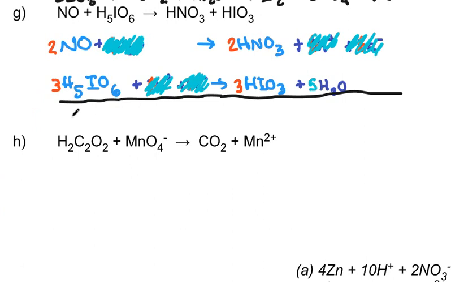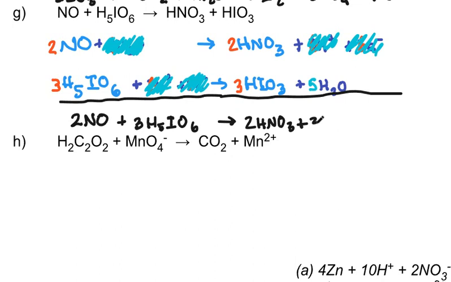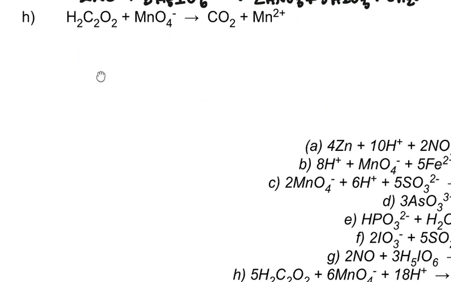So, finished reaction: 2 nitrogen monoxides and 3 H5IO6 on the left, and on the right, 2 nitric acid and 3 iodic acid and 5 water. How you doing? One more? One more and we should be pretty great at this.